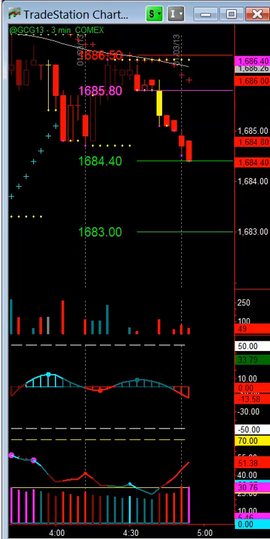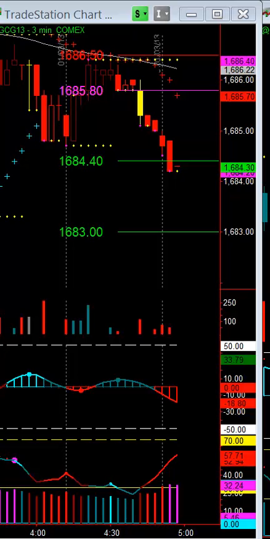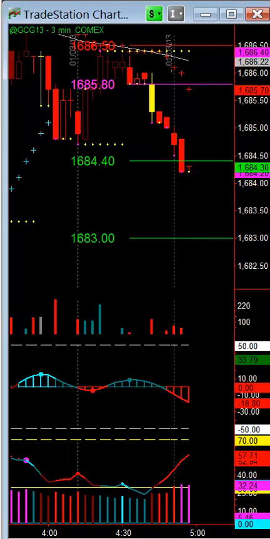Okay, I got Clipper 1, so immediately I'm going to move my stop to 1685.6. Then my second profit target is 1683. So I'll put those values now on here as well.